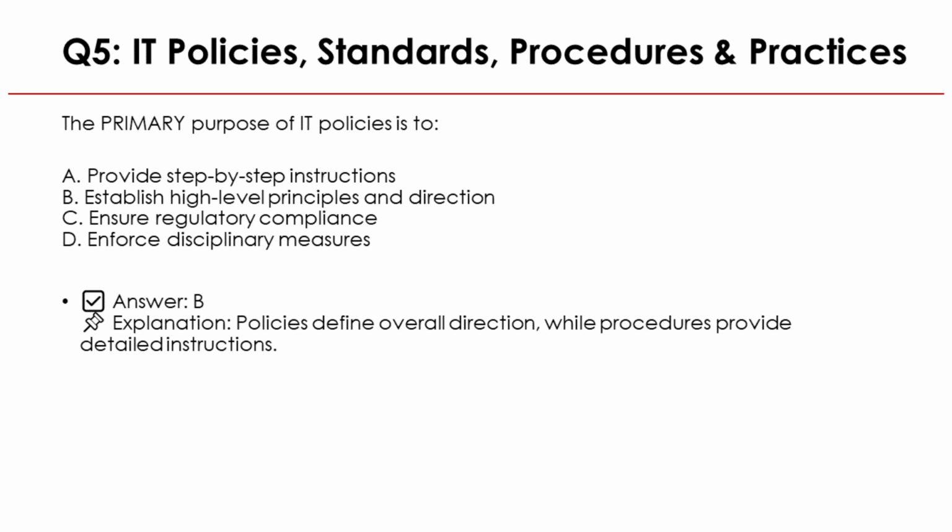The primary purpose of IT policies is to: Option A, provide detailed step-by-step instructions. That's procedures. Option B, establish high-level principles and direction. Correct, that's the purpose of policies. Option C, ensure regulatory compliance. That's an outcome, not the definition. Option D, enforce disciplinary measures, handled by HR management. Correct answer, B, establish high-level principles and direction. Policies are house rules, while procedures are the chores list.